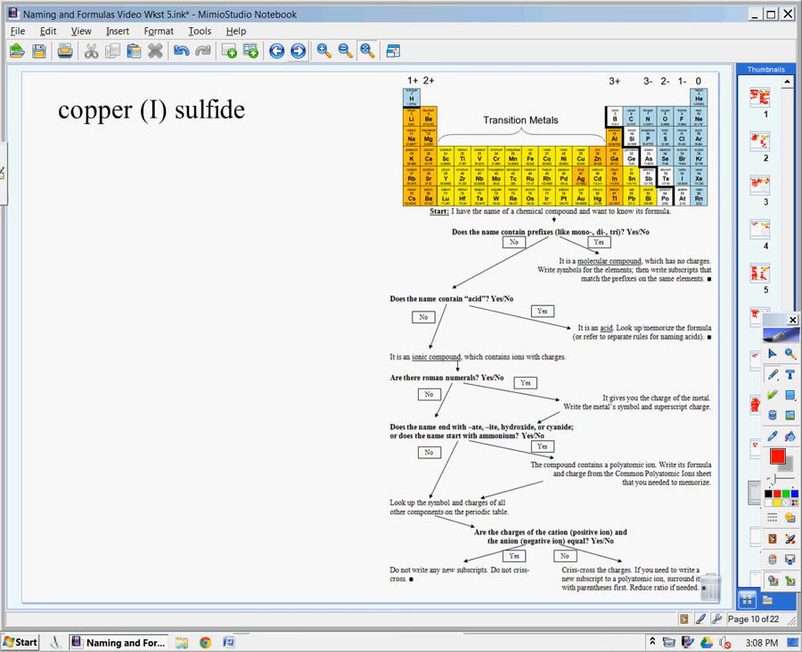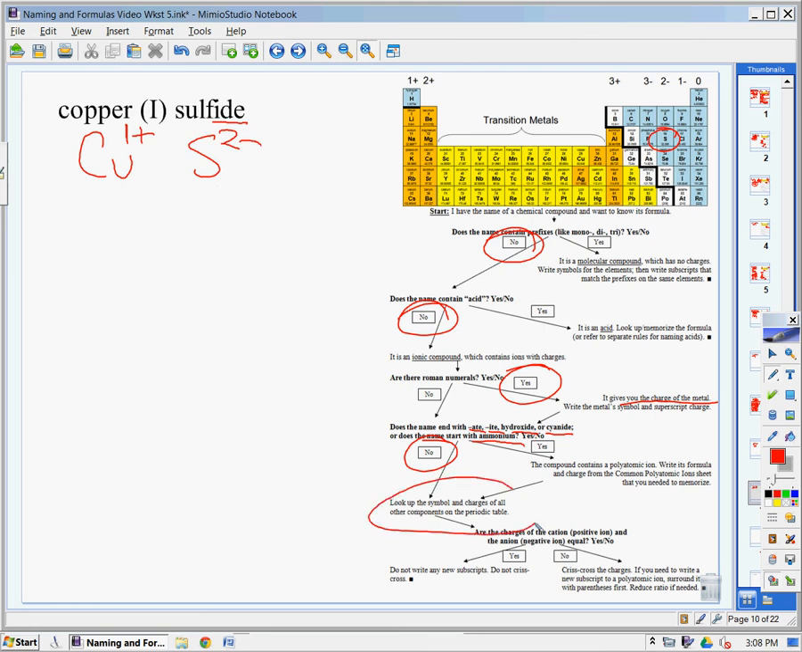Copper 1 sulfide. All right. Does the name contain prefixes? No. Acid? No. Roman numerals? Yes. It gives you the charge of the metal. So copper is 1+. You can write 1 or you can just write plus, 1+. All right. Does the name end with ate, ite, hydroxide, or cyanide, or does the name start with ammonium? No. Be very careful. The name ends with ide. This is sulfide. It's not sulfate or sulfite. Sulfide is just S from the periodic table.